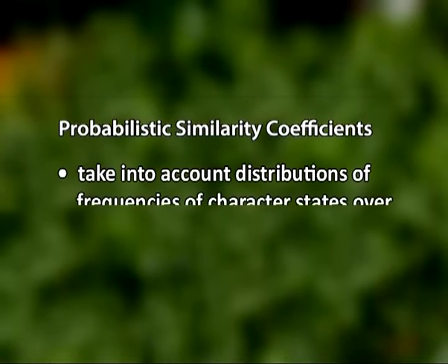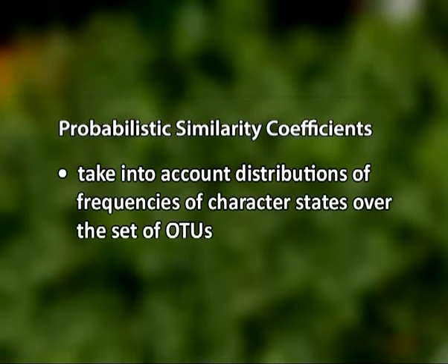Now, the probabilistic similarity coefficients. These take into account the distributions of the frequencies of the character states or the set of OTUs. It's based on the premise that agreement among rare character states is a less probable event than agreement for frequent character states and should therefore be weighted more heavily.